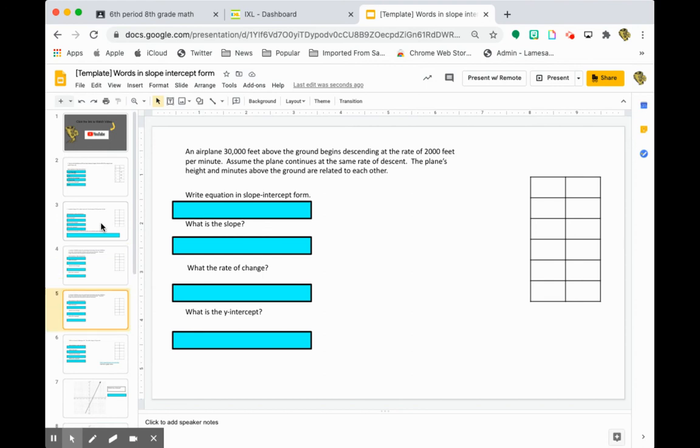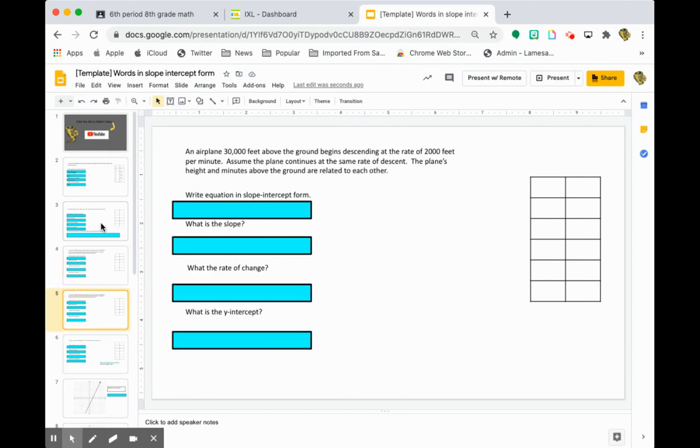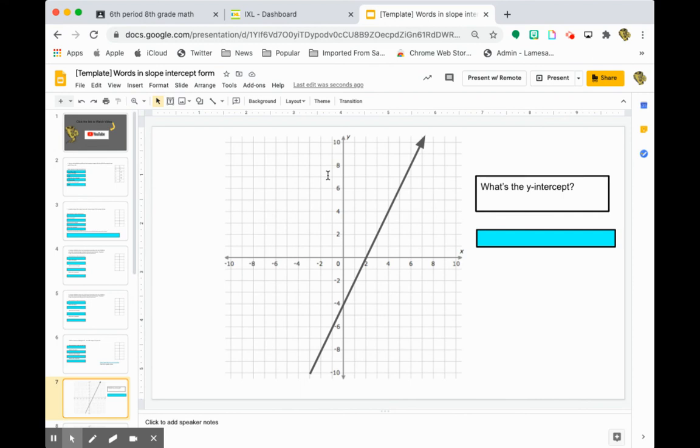Slide 3, 4, 5. Actually, there's 2 of them that are the same. Yeah, you just don't do one of them because they're the same. And so on this one here, there's no y-intercept. There's just a slope. So if you have any questions. And then when you get to these here, all we're asking for is what is the y-intercept.